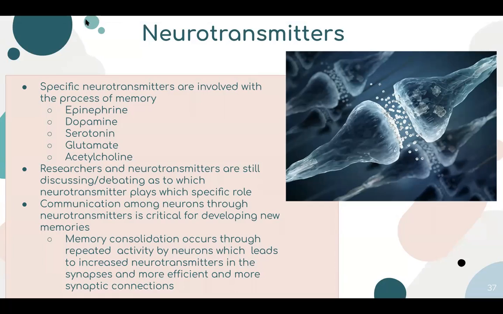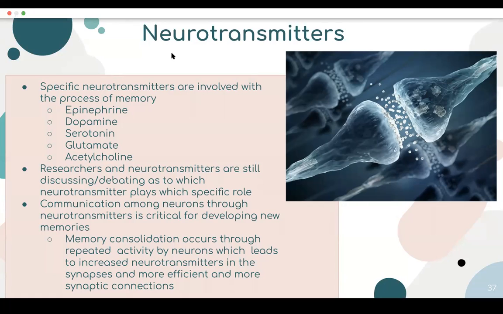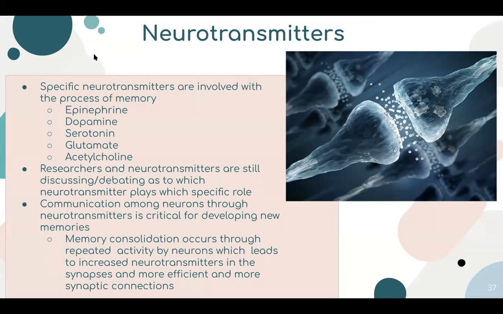So memory consolidation occurs through repeated activity by neurons, which leads to increased neurotransmitters in the synapse and more efficient and more synaptic connections. And basically, this is kind of what we call plasticity.